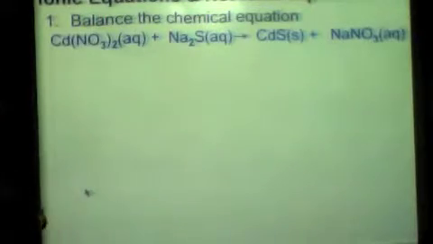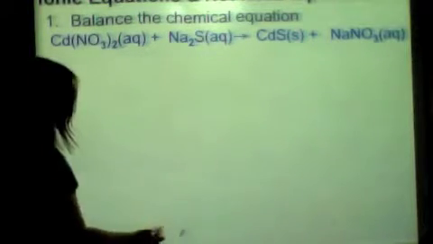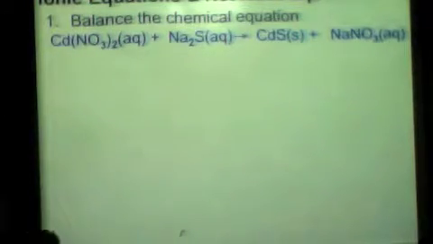The first thing is you're going to balance the chemical equation. When you balance the chemical equation, you should get 2 here, and that's it. If you're unsure of that process, you need to go back and look at the balancing equations video or stay after school for extra help.